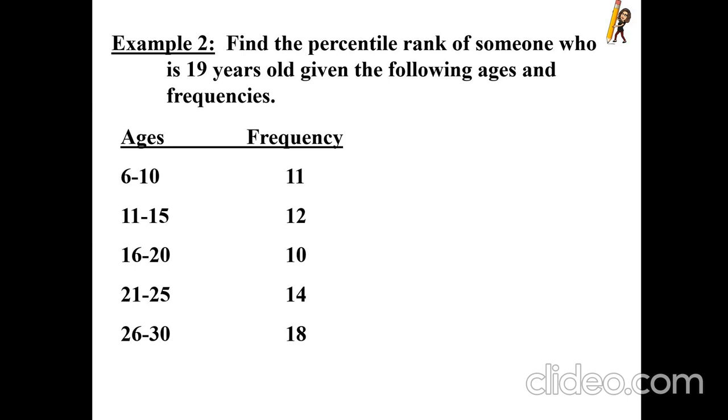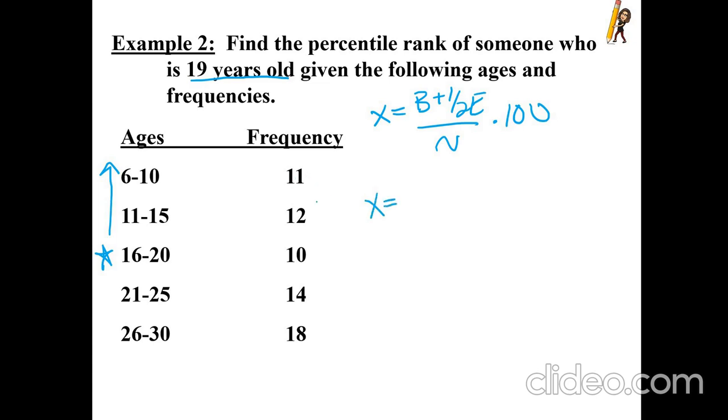So how we're going to go about doing this, when we think of the formula, B plus 1/2 E divided by N times 100, we want to find the percentile rank of someone who is 19 years old. So 19 falls in the category of 16 to 20. So the ages that are less than 19 are 6 to 10-year-olds and 11 to 15-year-olds. So how many people were 6 to 10-year-olds? 11. And how many people were 11 to 15-year-olds? 12. So that means that 11 plus 12 is 23. 23 people were less than the age of 19, in that category anyway.